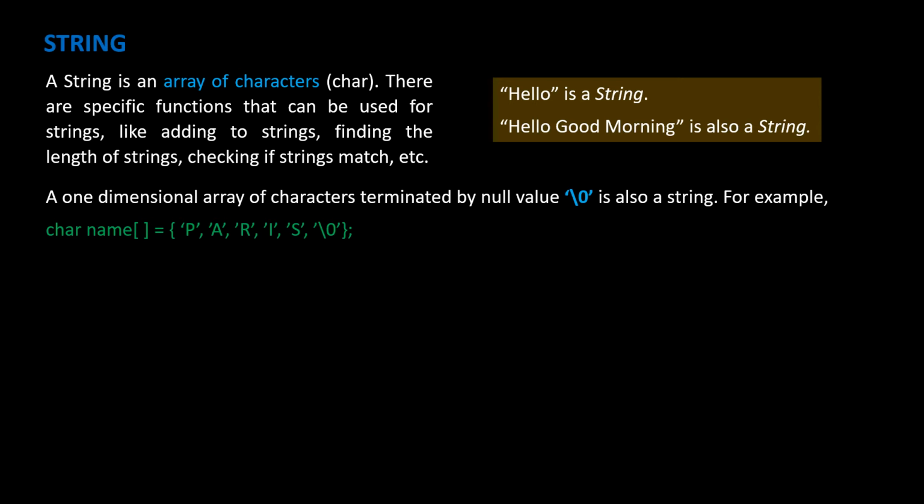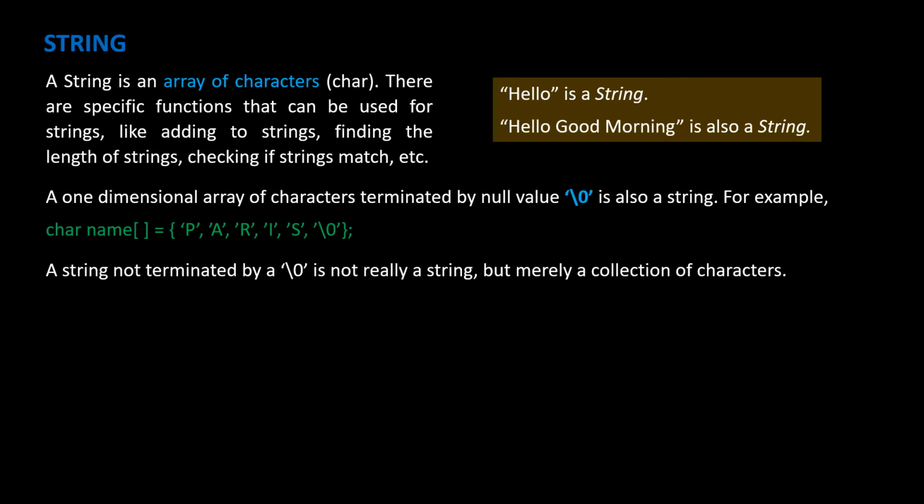A one-dimensional array of characters, terminated by the null value, \0, is also a string. For example, char name[] = {'p','a','r','i','s','\0'}. It's also an example of the string. A string not terminated by a \0 is not really a string, but merely a collection of characters.